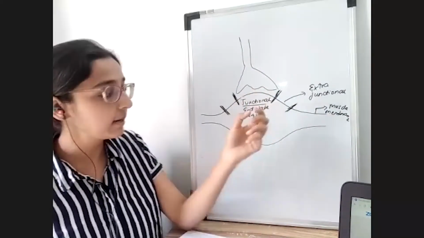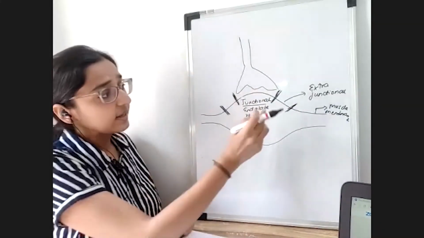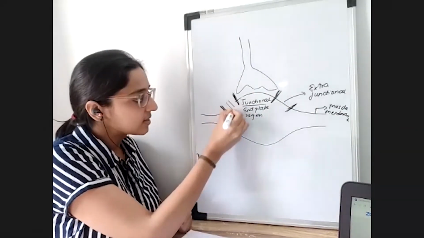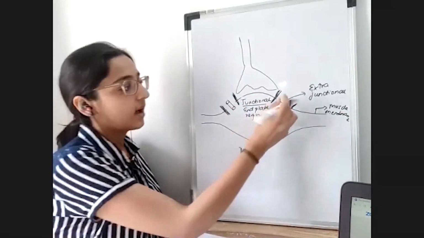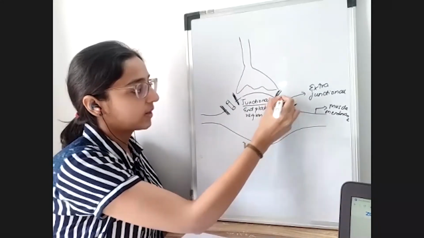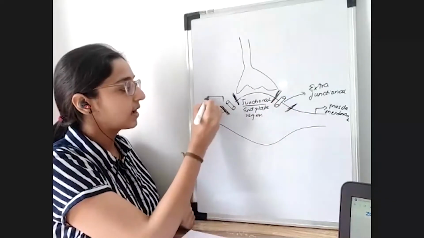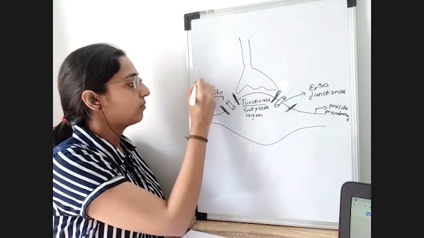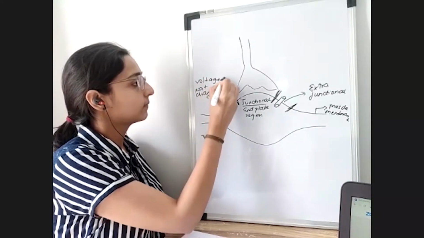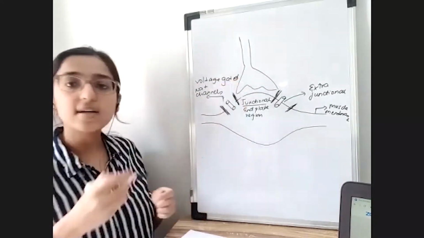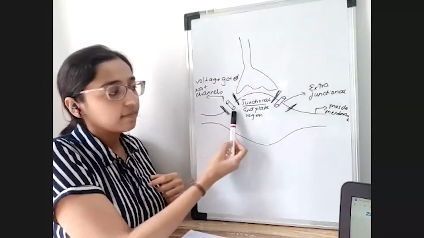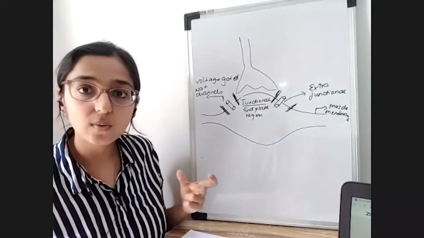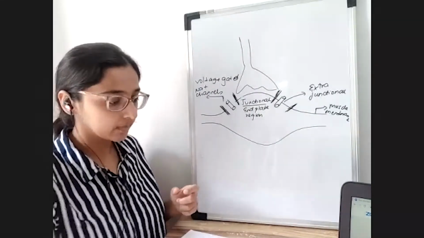First we'll understand that in the extrajunctional portion, there are some channels located over here. What are these channels? These are actually sodium channels, and they are voltage gated. So in the extrajunctional part, you have the voltage gated sodium channels located. Now we'll understand how this voltage gated sodium channel works.